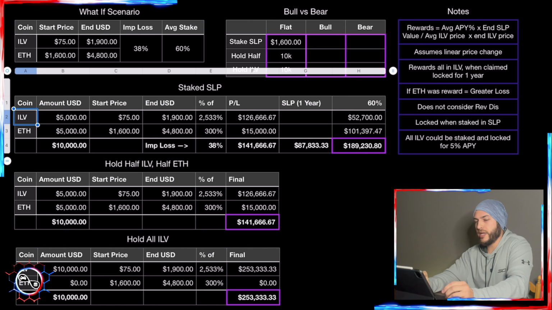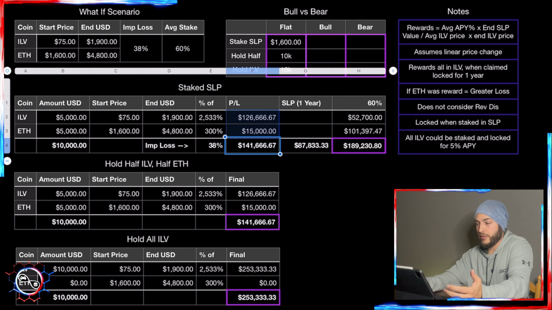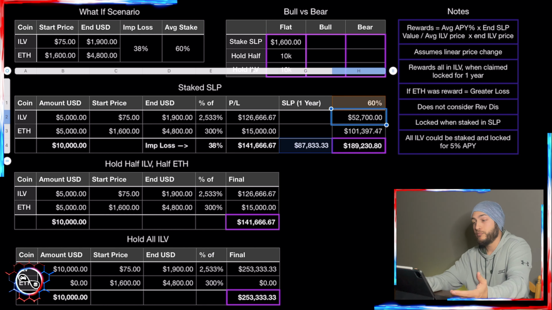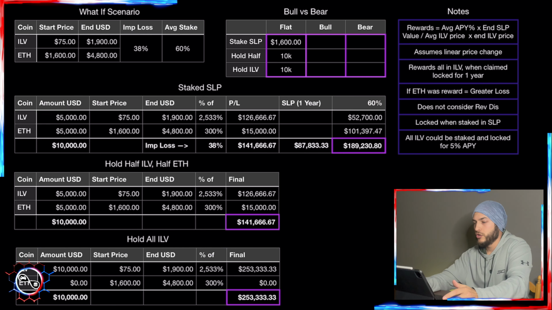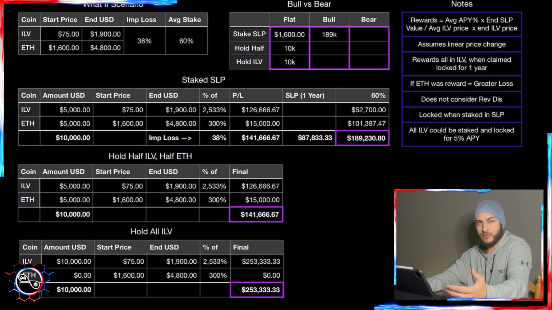So what we're doing is we're taking what the total value of both of those coins would be and subtracting the 38% impermanent loss. So if there was no impermanent loss, we would be at 141,000. Now if you subtract 38% of that, we're at about 88,000. If we're looking at a 60% return on that 88,000, we're looking at about 52,000 in rewards. But keep in mind that all of those rewards are in ILV and not 50-50 ILV ETH. So you're looking at a total of 189,000. 189K.